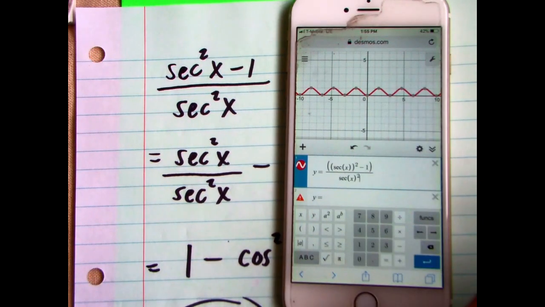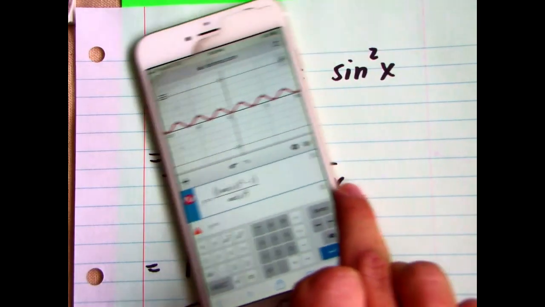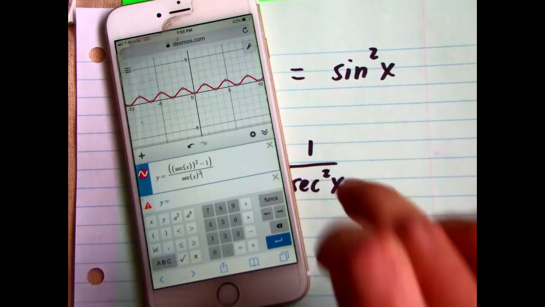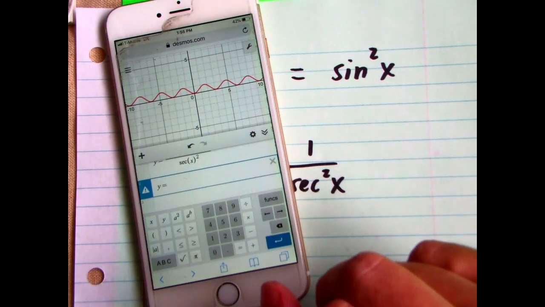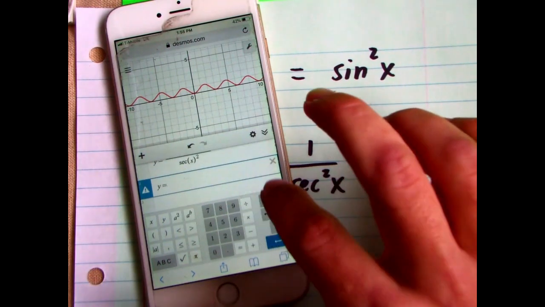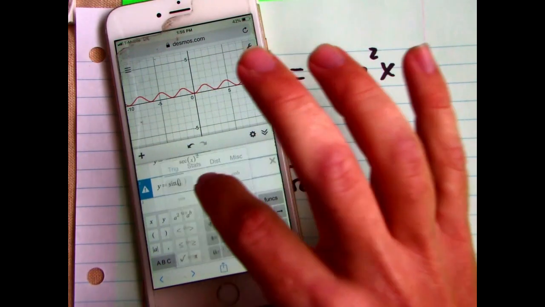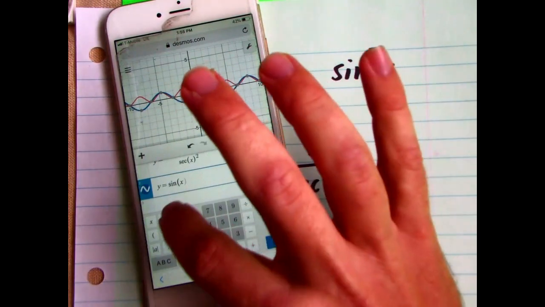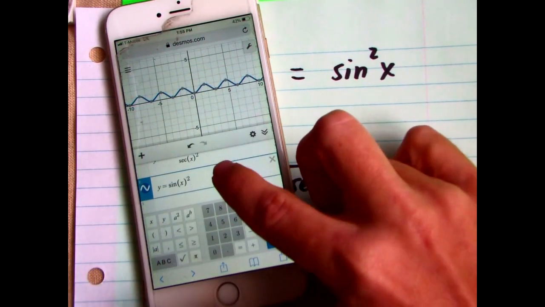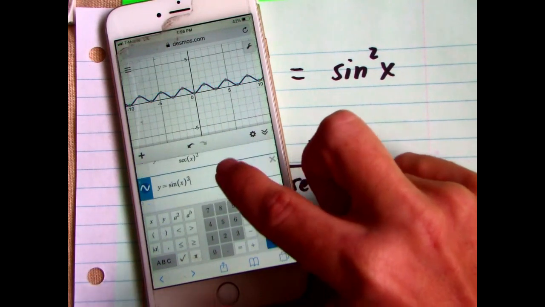So in red here we have the original. Let's see if it matches up with sine squared x. So in blue I'm going to graph sine squared x and we'll see if they match. Yes, they definitely do. So we simplified correctly.